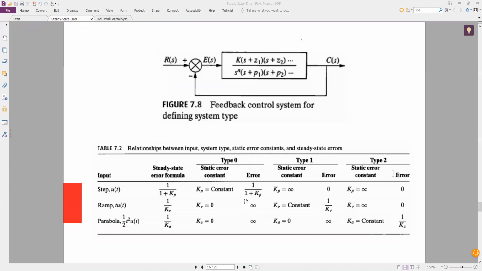Type 1: Kp infinity, Kv constant, Ka 0. That is type 1. For this, error is 0 for Kp infinity. Kv is constant, and the error would be 1 over Kv. Ka is 0. As a result, the error would be infinity. Similarly, type 2: Kp and Kv both are infinity. Ka is constant, and the error would be 1 over Ka.